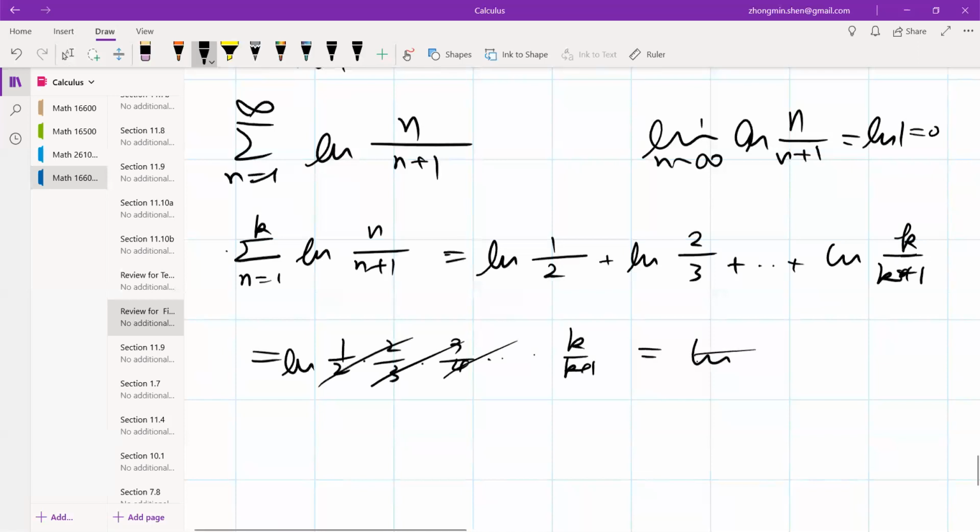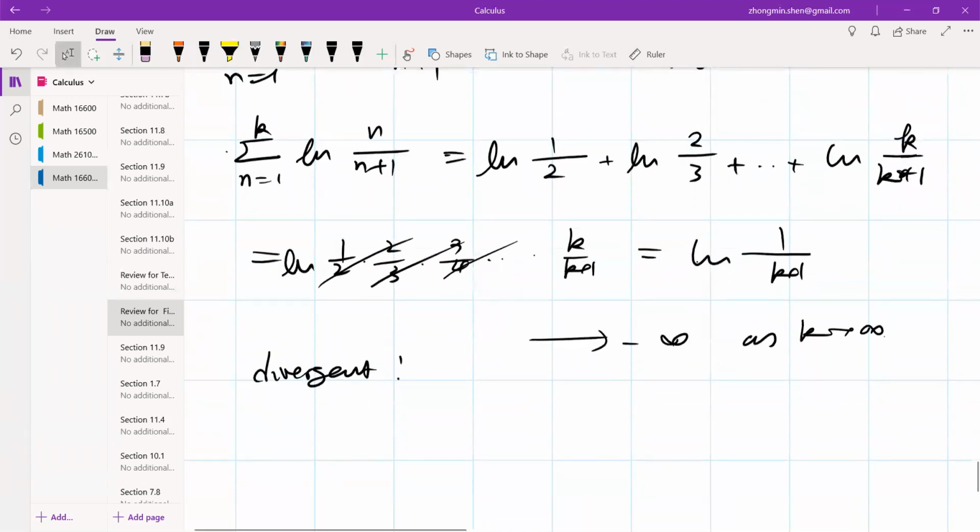You only get 1 over k plus 1, and the natural log of that clearly approaches negative infinity as k approaches infinity. It's divergent. Right? Okay. It's divergent. Yeah.